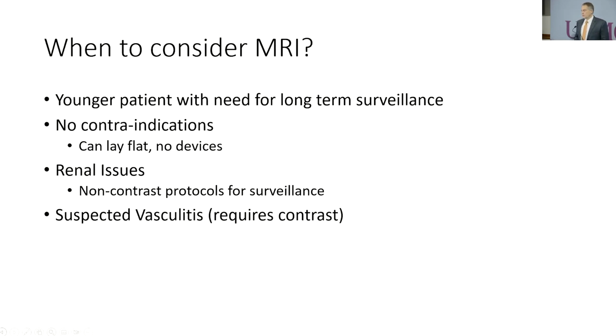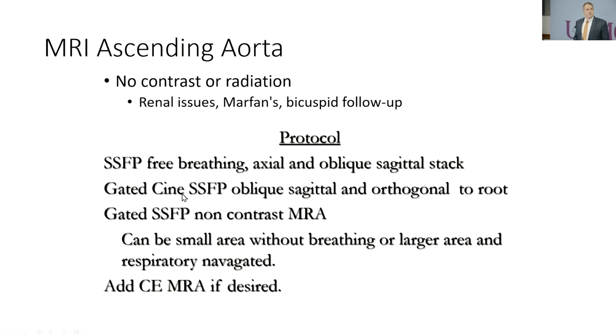And we also can use MRI for surveillance, sometimes in younger patients who need long-term surveillance, some of these connective tissue disorders. It's beneficial. I'll show you some images. Obviously, you don't want contraindications. With renal issues, we have concerns with MRI, but we do use a non-contrast MRA technique that's actually pretty good. And also, MRI can help with vasculitis.